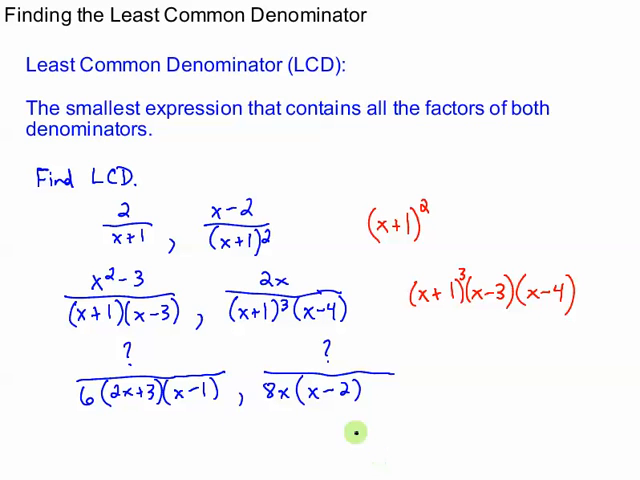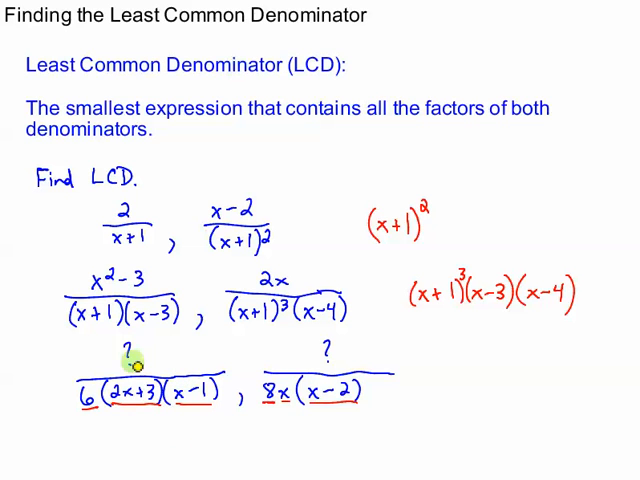By now you should be realizing that the numerator doesn't affect the common denominator, so I just put question marks to emphasize that here. In this example, let's identify the factors in each denominator. 6 is a factor, 2x plus 3 and x minus 1 are the factors here. In the second one, you have 8 times x minus 2. This x is not tied to the 8 whatsoever, so we have 3 factors in this case as well. The LCD needs to contain all of these factors.